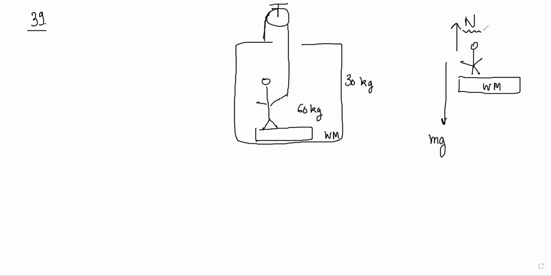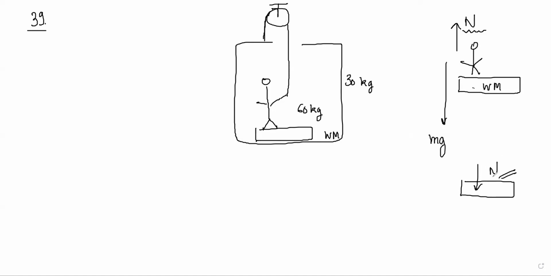But where did this normal force come from? It was coming from the weighing machine, right? Because he is standing on the weighing machine. So since the weighing machine exerted a force upward normal, the man exerts by Newton's third law a downward normal, right? This is the force that actually acts on the weighing machine.